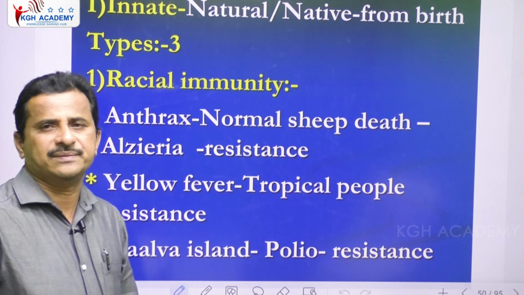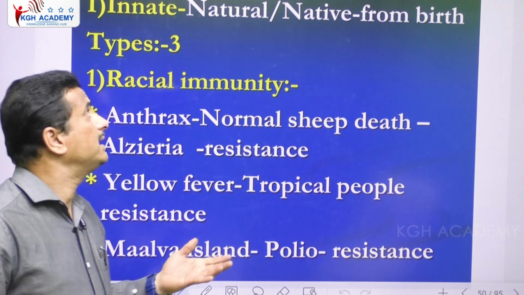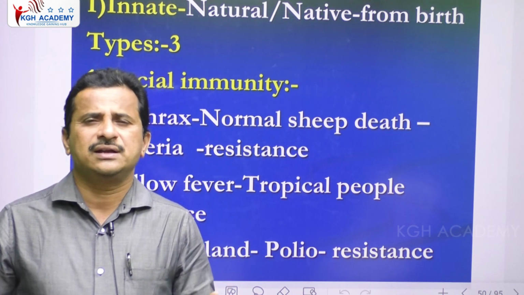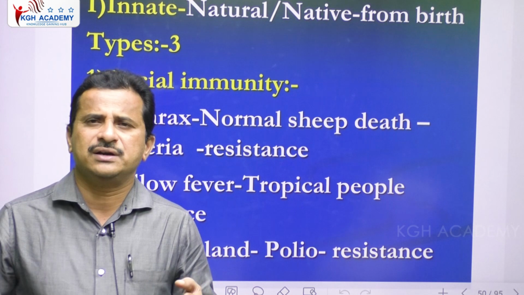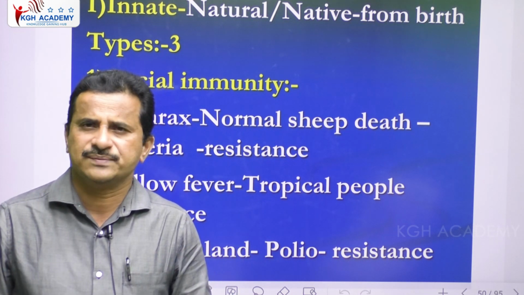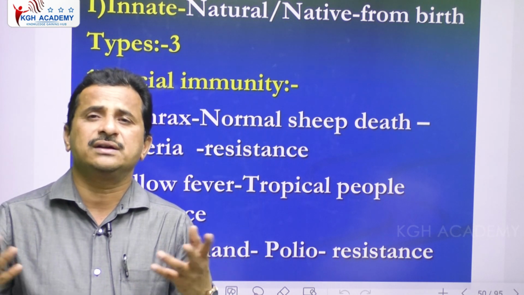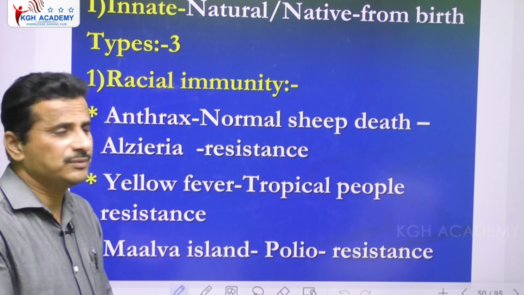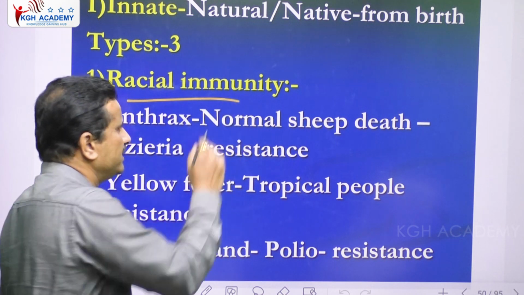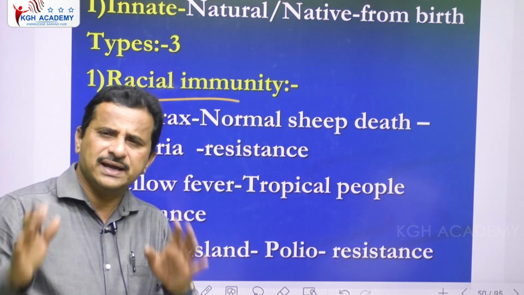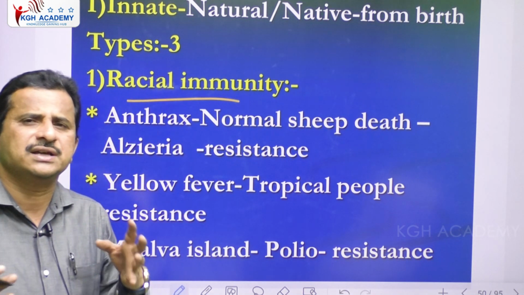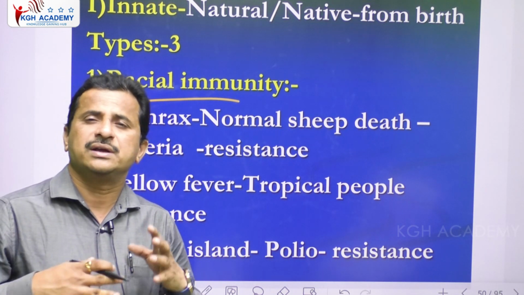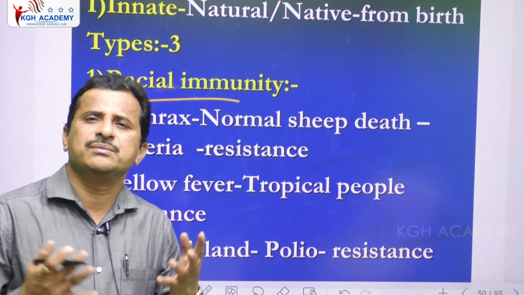Again, this has three types. Natural or native immunity is because of the genes. That's why native or natural immunity differs from person to person. Different persons, different types. So here are three types of innate immunity. One is racial immunity. A particular race, because of special genes, shows one particular type of immunity. So immunity depends upon race also.